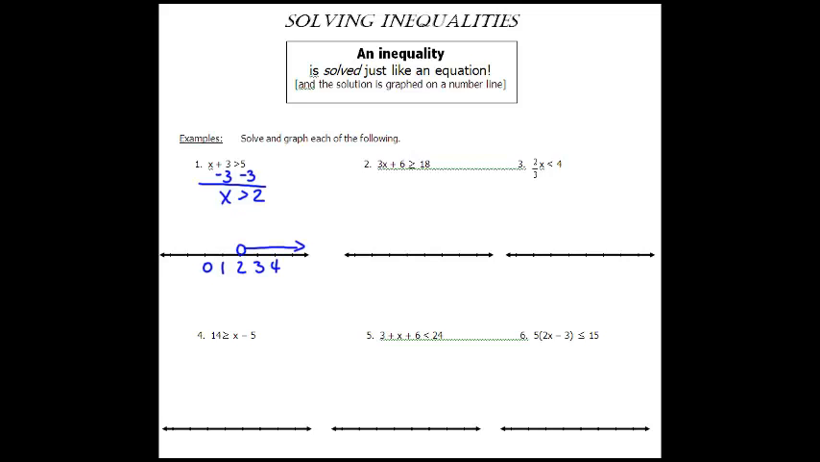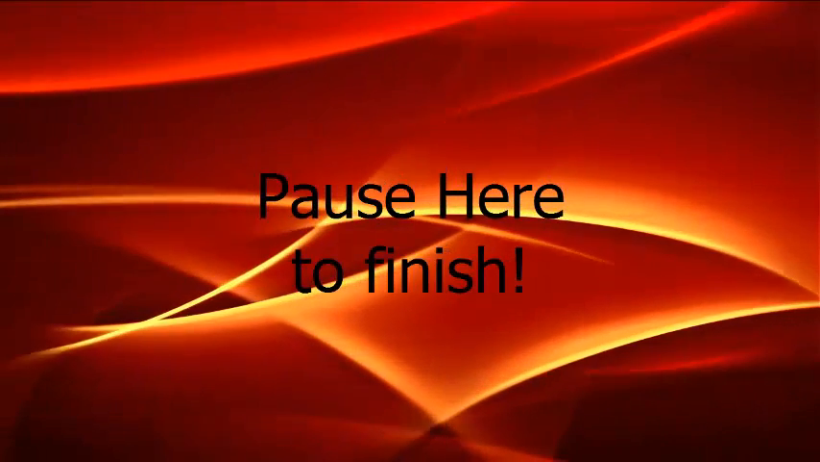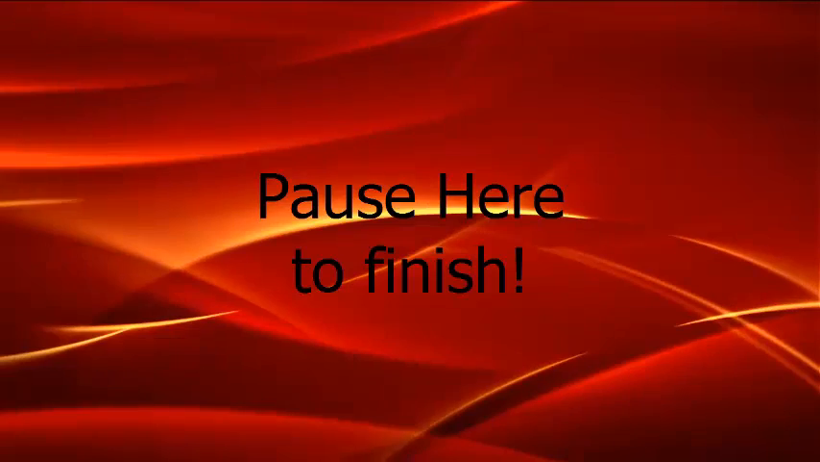Not too bad. Let's try number 2 together. In number 2, my first step is to subtract 6 from both sides, so 3x is greater than or equal to 12. Then I divide both sides by 3, and x is greater than or equal to 4. Again, 4 is my critical value there. Place that in the middle. Couple other values. This is a closed circle, and it points to the right. Why don't you finish 3, 4, 5, and 6 and come back and check your answers.